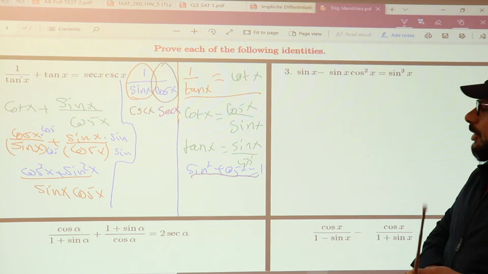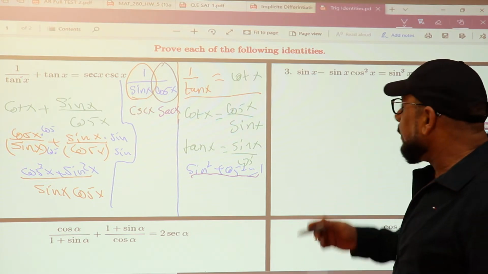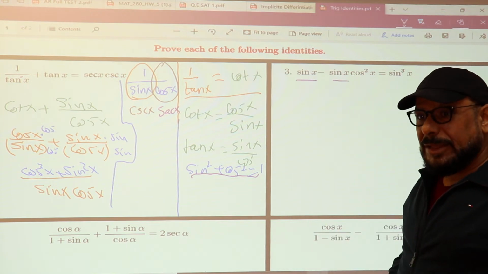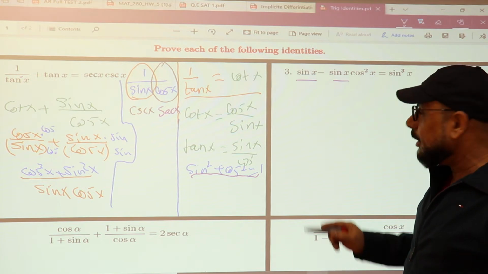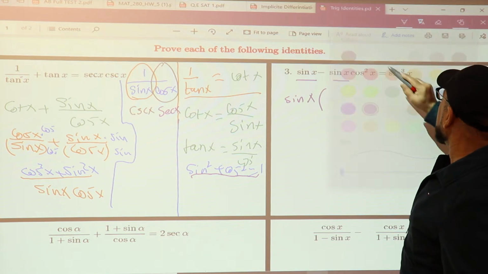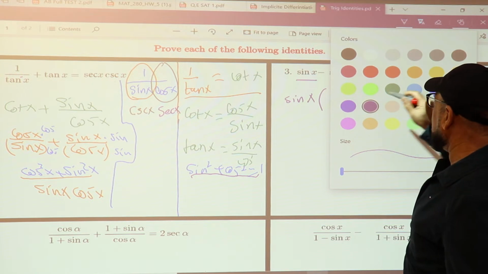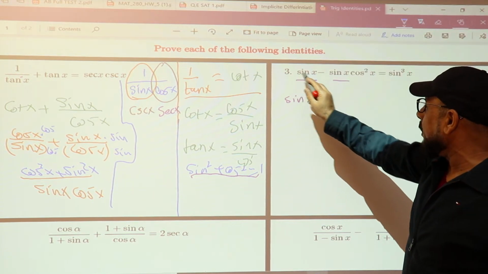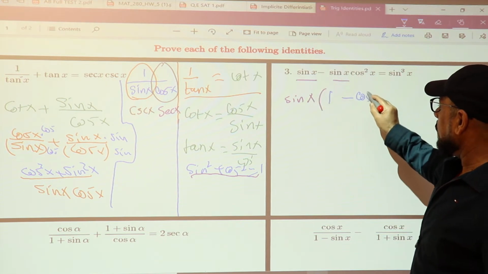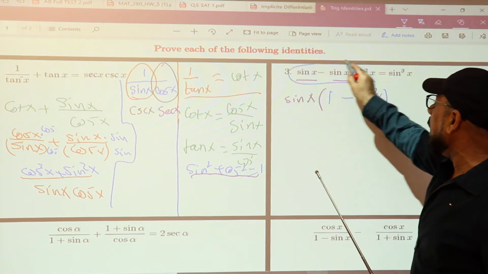The second one, number 3. What we have, my student, is sine x and sine x, right? I can take this as the GCF, greatest common factor. You take sine x out. Taking this as GCF means you divide by sine x. What is left here? Cosine square x. Good. We are dealing only with the left side. We have to prove this side equals this side.